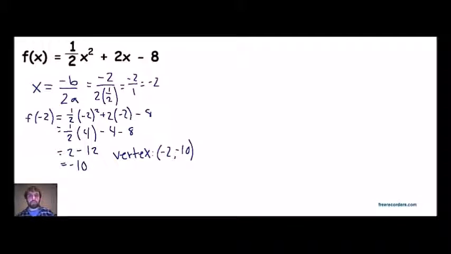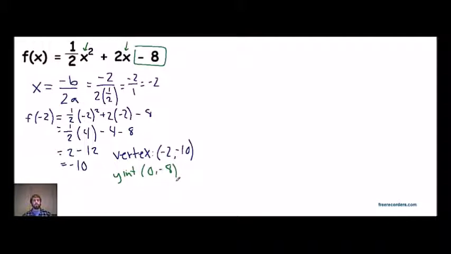Hopefully we all remember how to find the y-intercept. The y-intercept occurs when x equals 0. So if we plug in zeros for x, what happens? Those terms disappear and we're left with negative 8. Cool. So right away we find that our y-intercept is at 0, comma, negative 8.